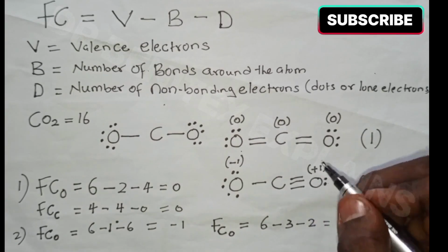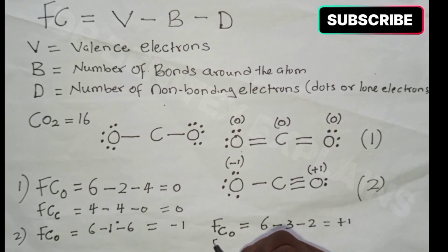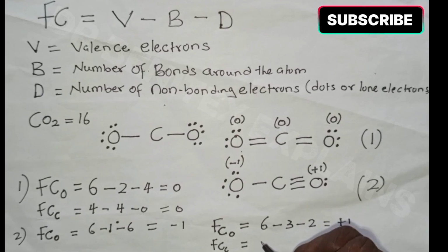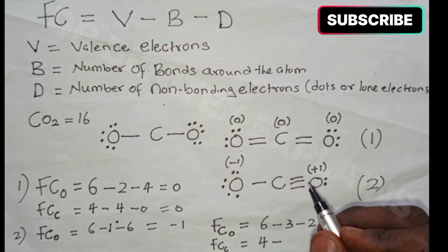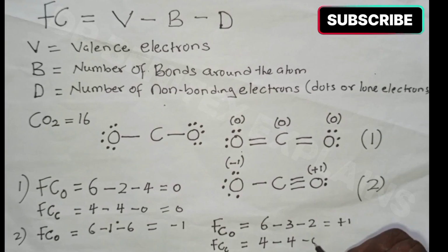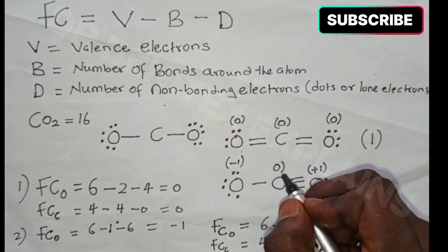Then the carbon here, the formal charge on that carbon is equal to what? Carbon is in group number what? Group number 4 minus. How many bonds are there? 1, 2, 3, 4. 4 bonds are there. No dots. So it's equal to 0. So the formal charge here is equal to 0.